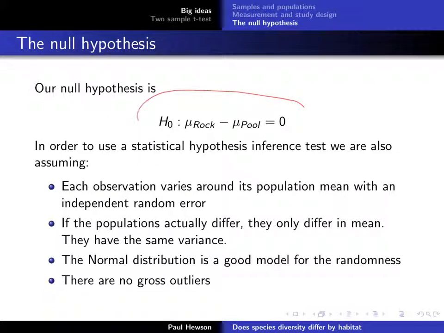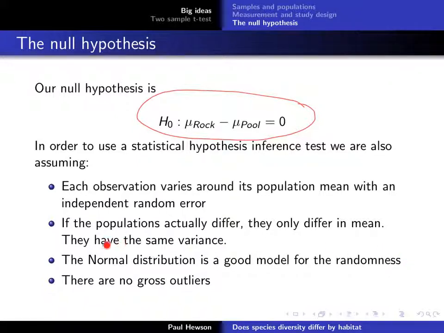Here is our null hypothesis in formal and mathematical notation. H subscript 0, the null hypothesis, is that mu rock, the population mean at rock sites, minus the population mean at pool sites equals 0. So, we're going to assume that all the observations we get vary around their population mean by an independent random error that's described by sigma squared. As we mentioned, if the populations differ, they only differ in mean, they have the same variance.